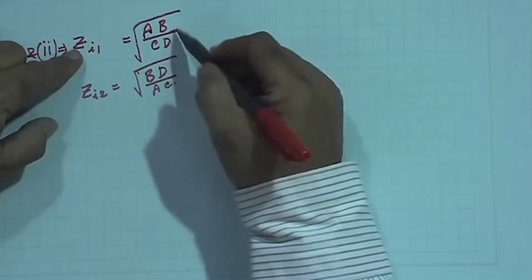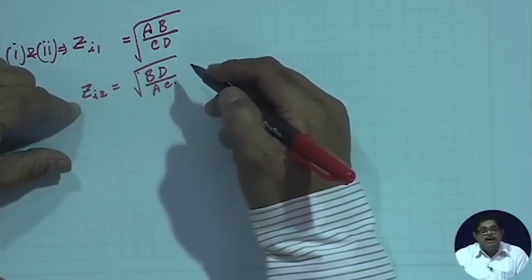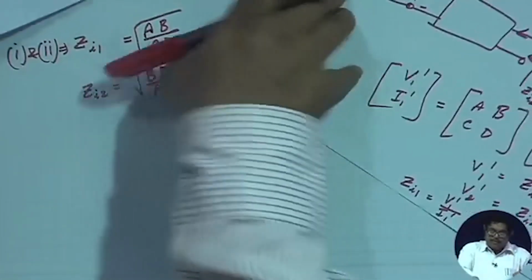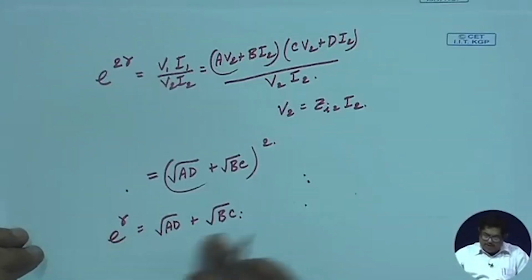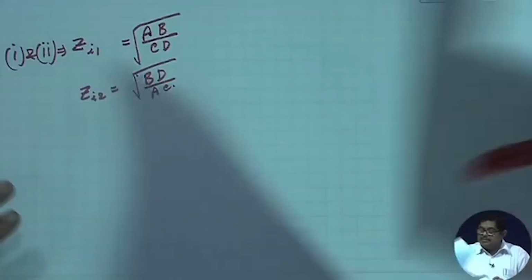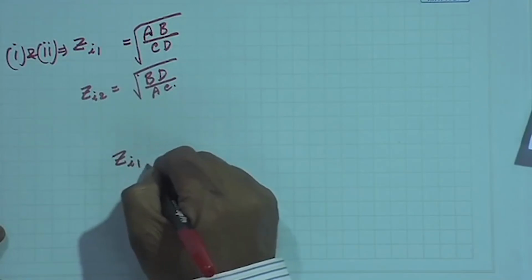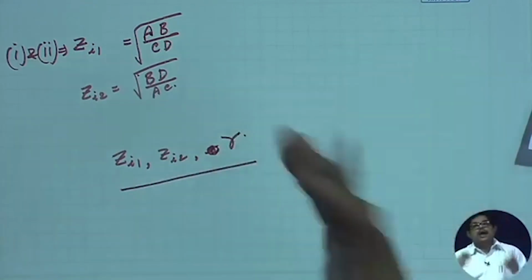Now I am happy because I know that ZI1, one of the image impedances, can be expressed in terms of the four ABCD parameters. ZI2 also I can express in terms of ABCD parameters, and I have already seen that the propagation constant gamma, that also I can express in terms of ABCD parameters. ABCD parameters completely characterize a two-port network. Equivalently I can say two image impedances ZI1, ZI2 and e to the power gamma, these three also characterize a network.